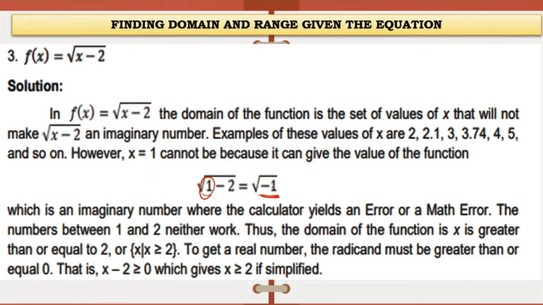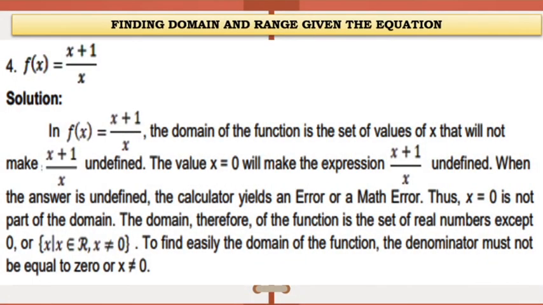Ngayon, pag sinulat mo ang kanyang domain, ganito mo siya isusulat: x such that x is greater than or equal to 2. Ibig sabihin, kailangan lahat ng numbers, kasali yung 2, pataas. So, 2, 3, 4, 5, 6, and so on. Kaya, ito yung magiging domain niya.